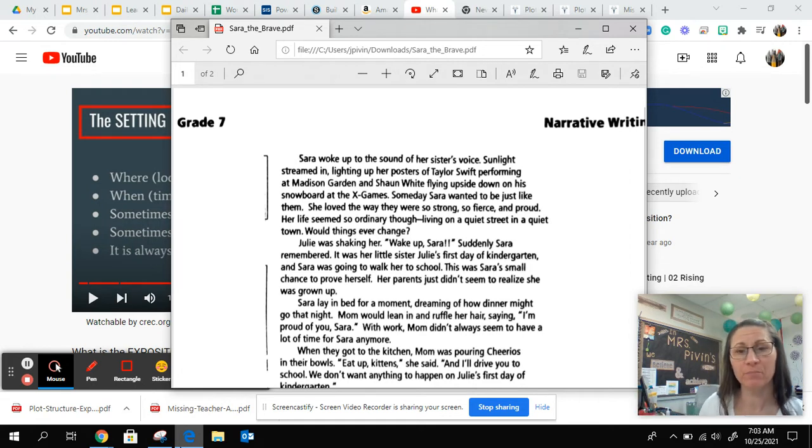We also learn that the backdrop of her life doesn't really give her a lot of opportunity to show her fierceness, her strength. She lives in this quiet town. She doesn't know if things are ever going to change. Is she going to continue to just live in this quiet town all her life?